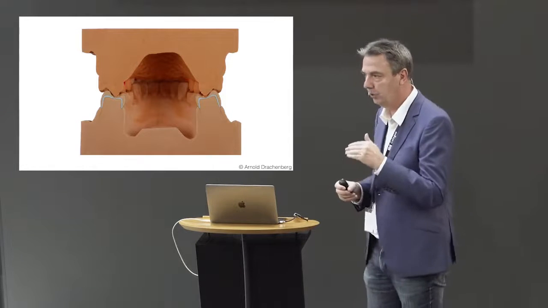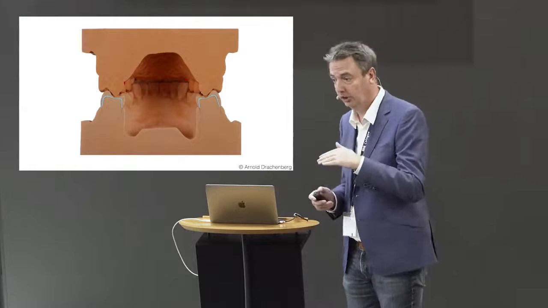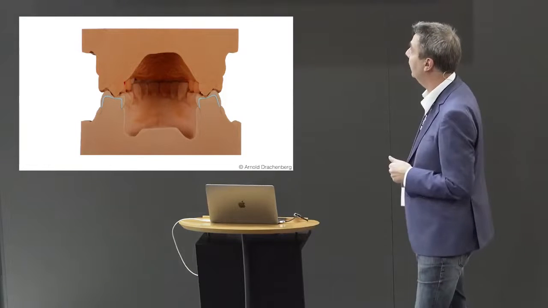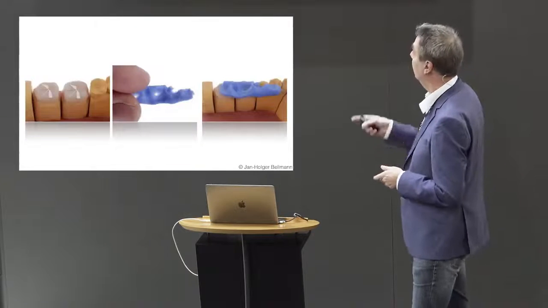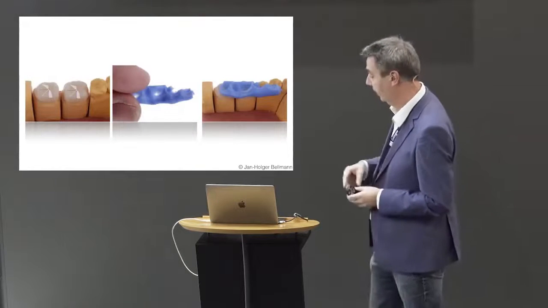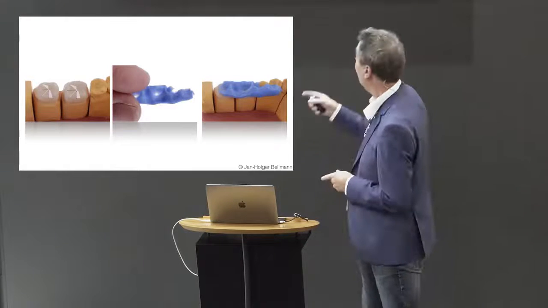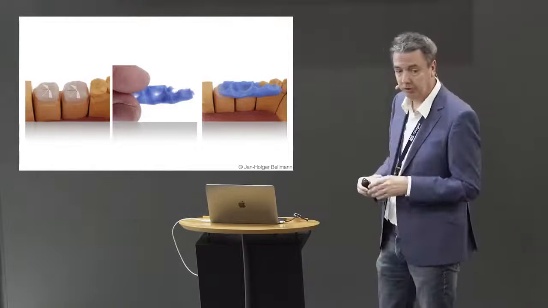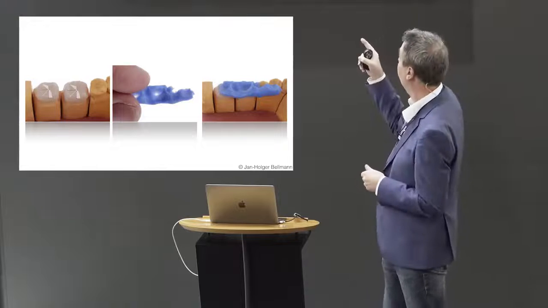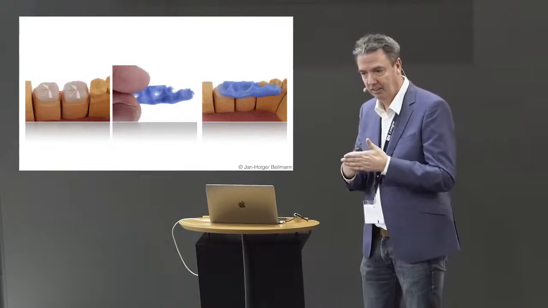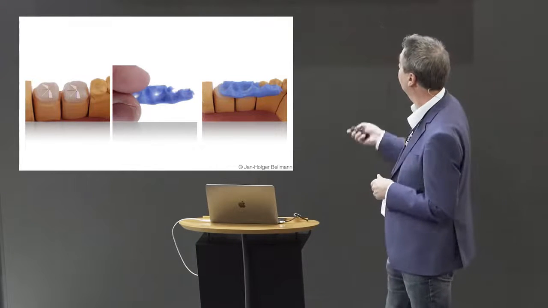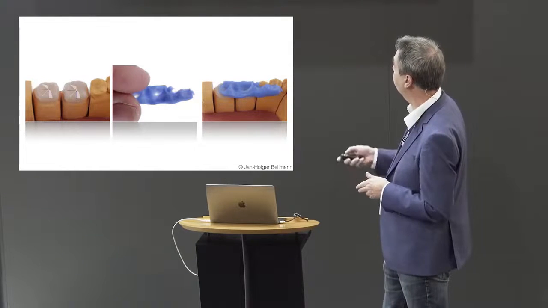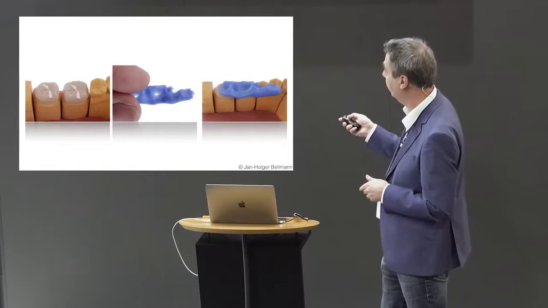So we have to do definitely more reduction. But how to know how much reduction we have to do? This is the final coping. And this is the bite registration with the coping. So you see there's absolutely no space. It's already in contact. And this means we have to make sure to create more space for the lab technician.